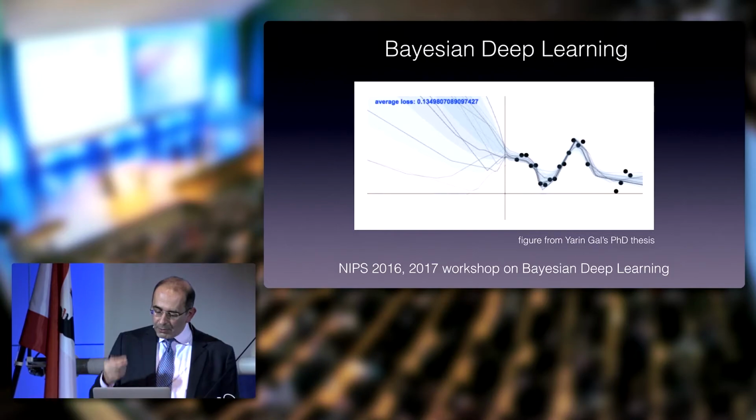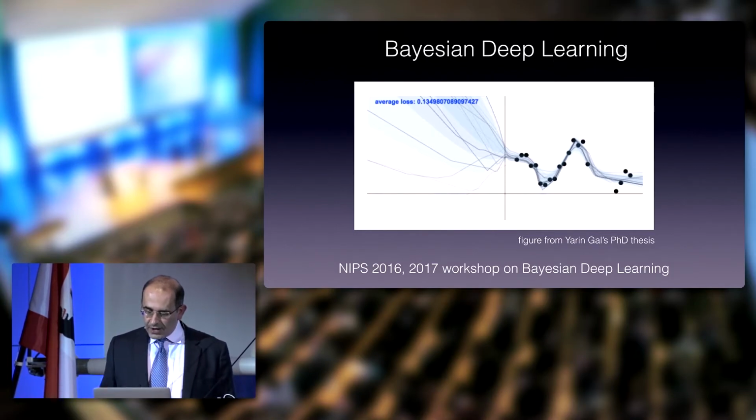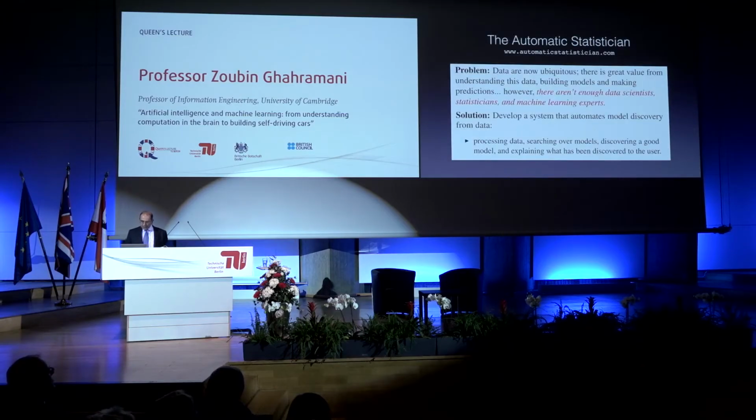I want to highlight a couple of other areas that I think are very interesting. One of them is some work that we've been doing on a system called the Automatic Statistician. The problem that system is trying to solve is that there are so many opportunities from understanding patterns in data, from building models, making predictions, and making decisions. But there simply aren't enough machine learning scientists, data scientists, and statisticians to get all that value from the data.